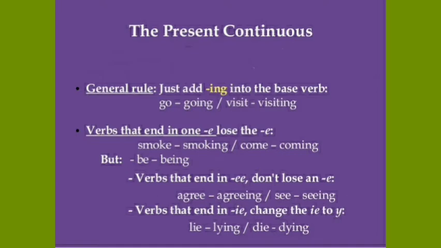But in case of be, b-e, you need to only add ing: be, being. For verbs that end in double e and verbs that end in ie, how to add ing in these cases we will learn in the next slides.